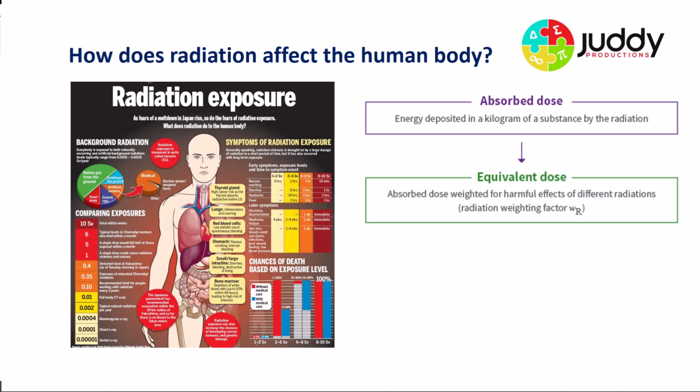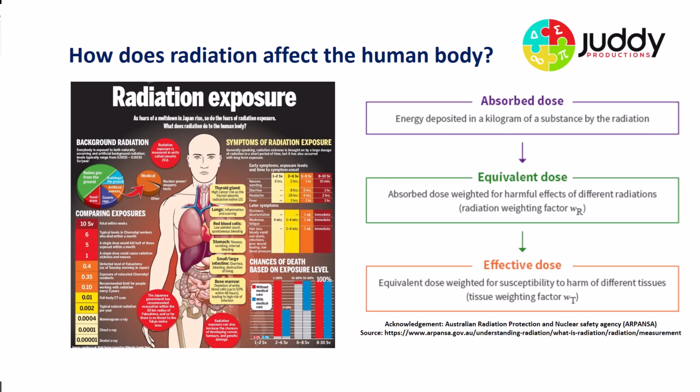So for example, alpha, beta, and gamma all interact with biological tissue in a different way, to a different extent. To calculate the equivalent dose, we take the absorbed dose and multiply it by a radiation weighting factor, WR. Then finally, effective dose. Not every region of the body absorbs radiation to the same extent. So an effective dose is a way of comparing how, for example, your stomach will react to radiation compared to your liver, your brain, your kidneys, etc. The effective dose weights the equivalent dose for susceptibility to harm of different tissues. So to get the effective dose, we take an equivalent dose and multiply it by the tissue weighting factor, WT.